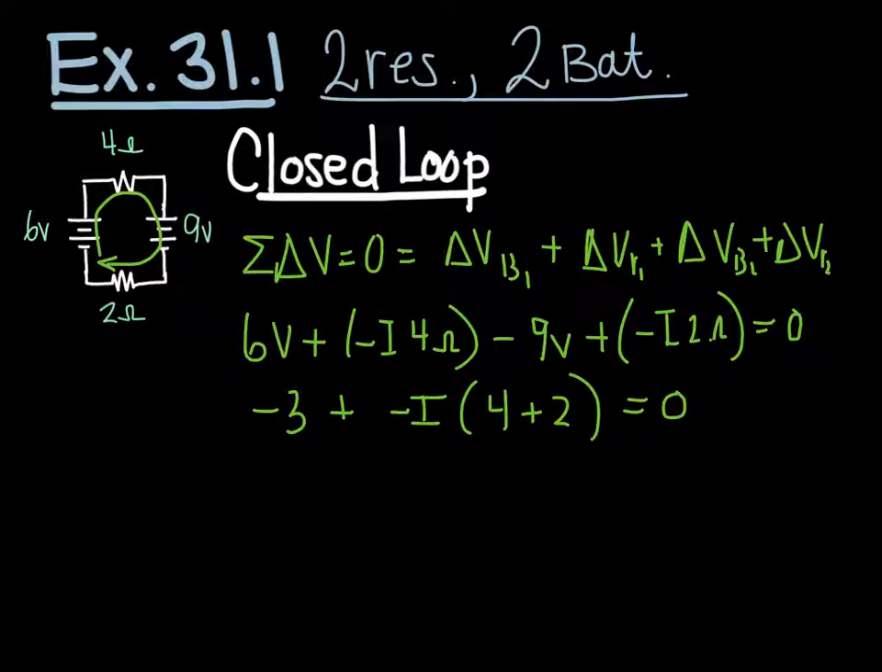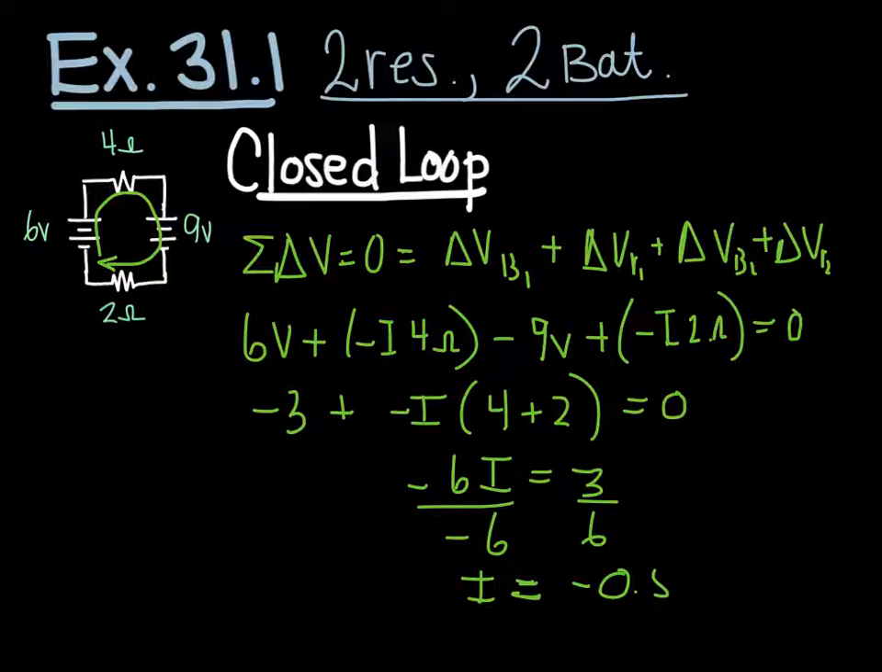And then we have 6I. We'll say that negative 6I is equal to 3, and then we can divide by negative 6, and we find out that the current in this circuit, or closed loop, is negative 0.5 amps. So the negative sign is just telling us that the direction of the current we chose is actually the opposite direction. So we chose to have the current go clockwise. In actuality, the current in the circuit goes counterclockwise. That's all the negative means.